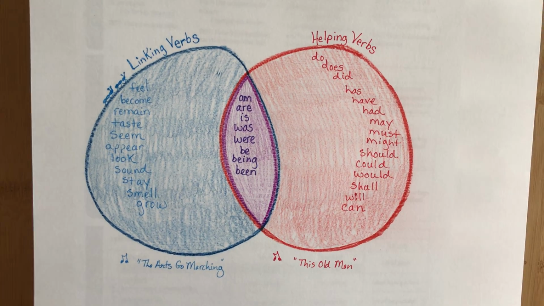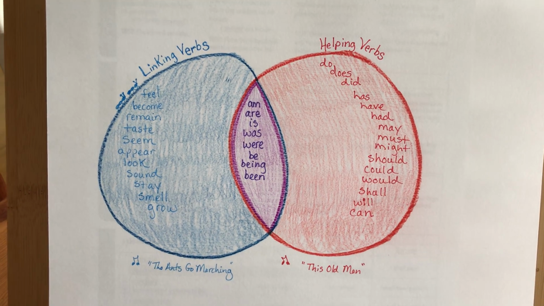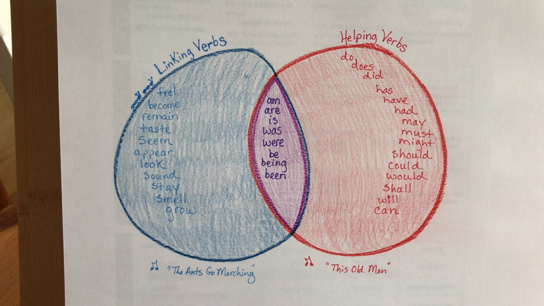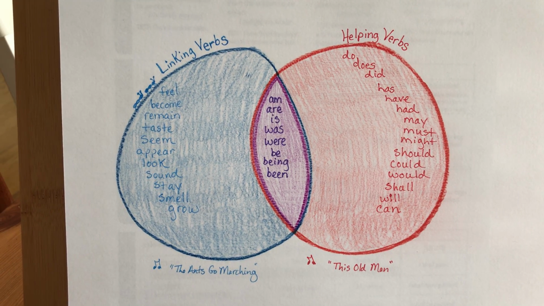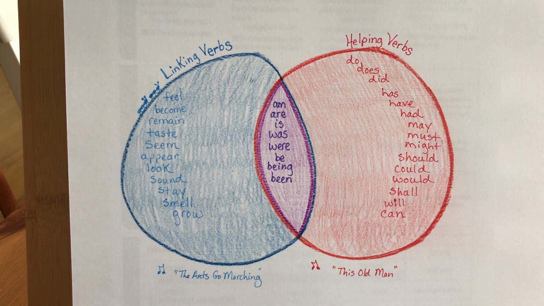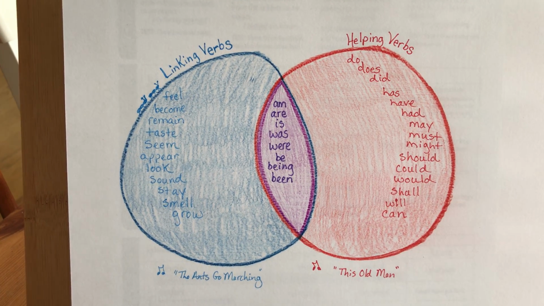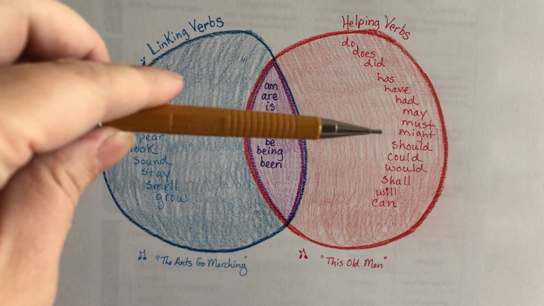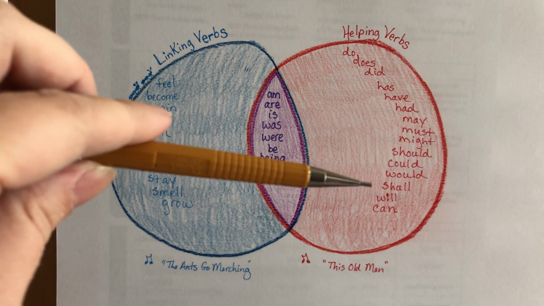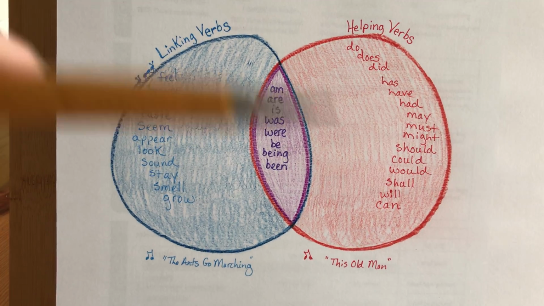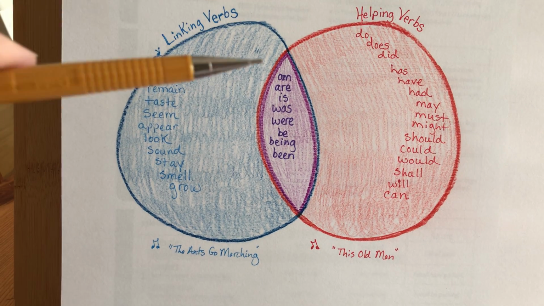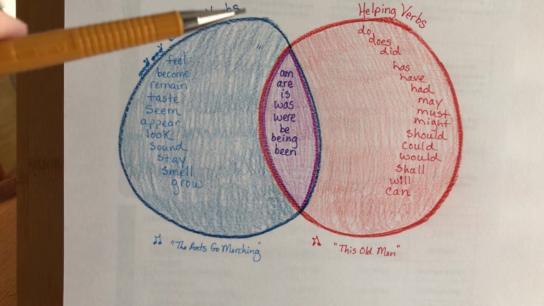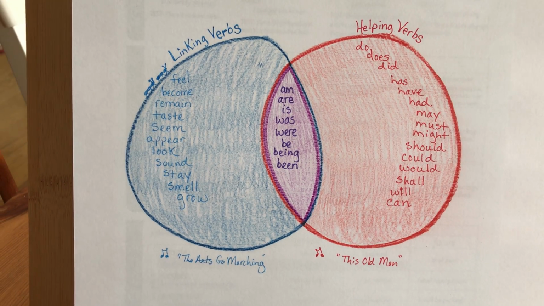A helping verb helps another verb assert action, being, or existence. Helping verbs make a lot of sense. The helping verbs are do, does, did, has, have, had, may, must, might, should, could, would, shall, will, and can. I know helping verbs like the back of my hand. Plus, am, are, is, was, were, be, being, been. There's those group of verbs that overlap into both categories, so be careful there.